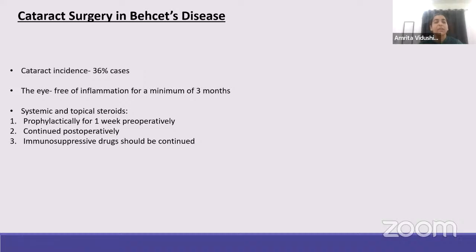Yeah, so this is another situation in Behçet's disease, in which the cataract incidence is almost 36% in such cases, and the eye has to be free of inflammation for a minimum period of 3 months. So we always have to understand that we will need a systemic and a topical steroid cover in such cases. Prophylactically, it has to be started 1 week preoperatively and continued post-operatively, along with the immunosuppressive drugs to be continued along with that.